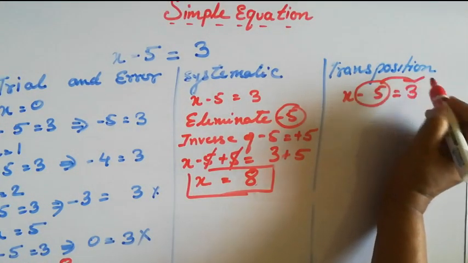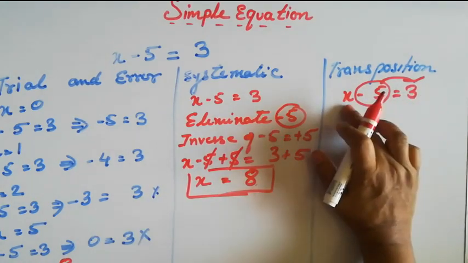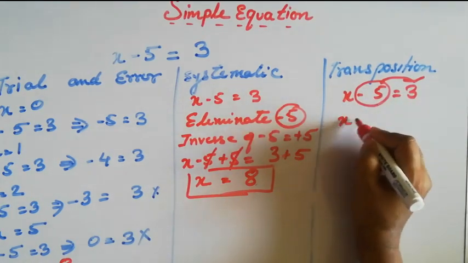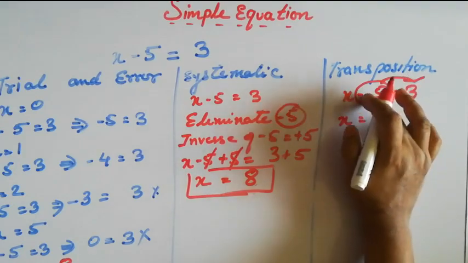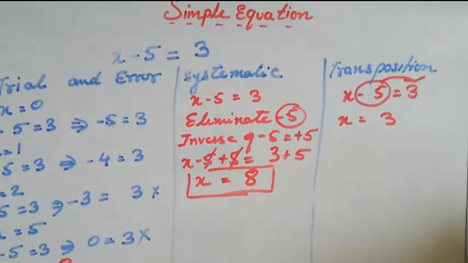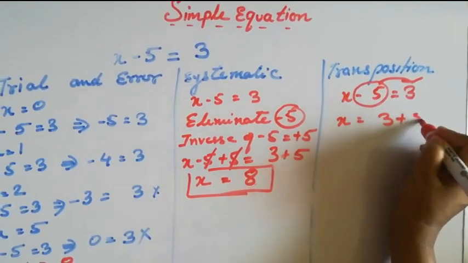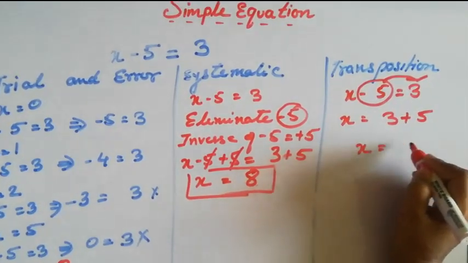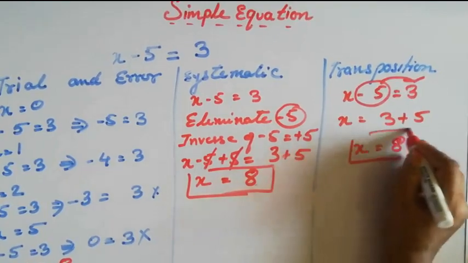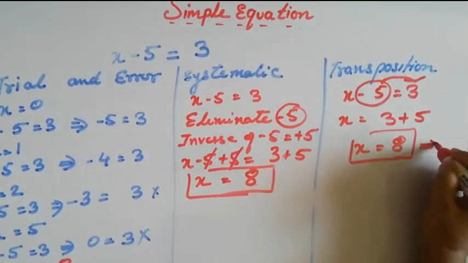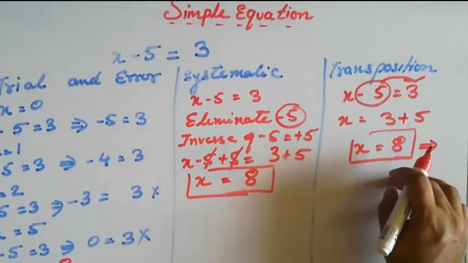Now if it is minus 5, we have to take this term to the other side, because these are constants. I need this variable alone. So when I take this minus 5 to the right hand side, it will change its sign. It becomes plus 5. So the value of x is 8. This method is the easiest one. This is the easiest method.